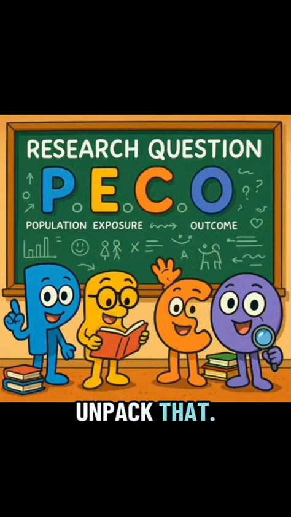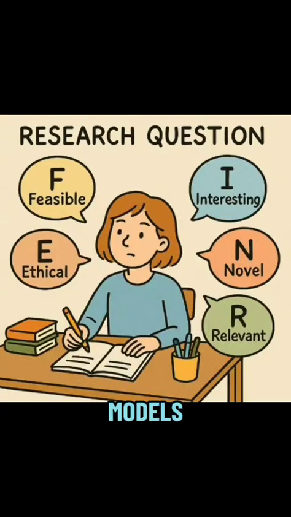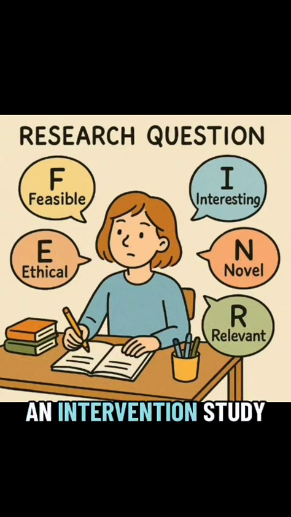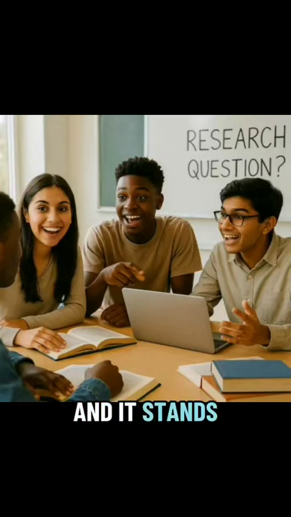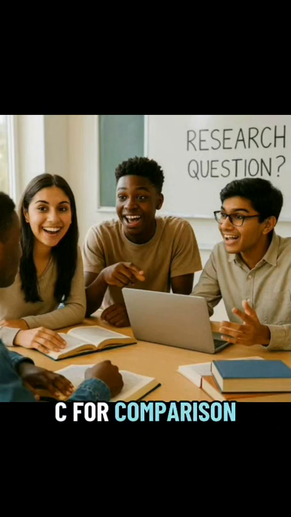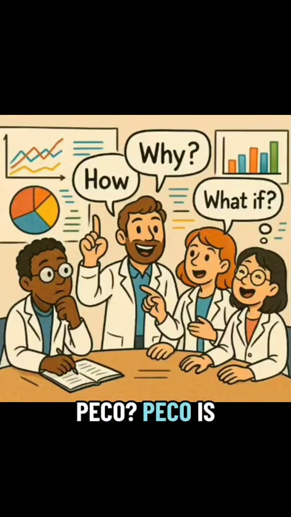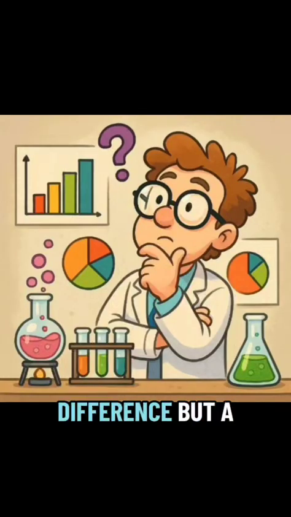Okay, so let's unpack that. Let's start with the anatomy. The sources point to two main models, the first being, well, the really famous one, PICO. PICO, that's what you typically use for an intervention study, like, say, testing a new drug. And it stands for population, intervention, C for comparison, O for outcome. Okay, and what about PECO? PECO is for observational work. So instead of an I for intervention, you have an E for exposure. It's a subtle difference, but a really important one.